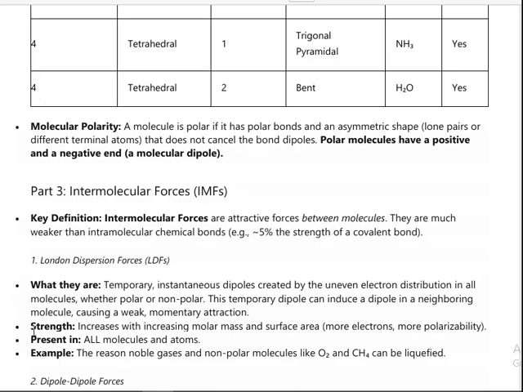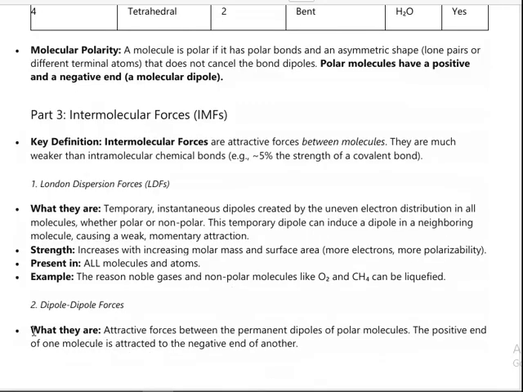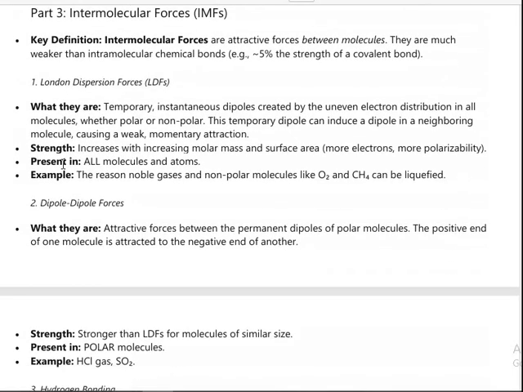Okay, now on to intermolecular forces. Intermolecular forces are attractive forces between molecules. They are much weaker than chemical bonds. Remember, I just talked about chemical bonds. Intermolecular forces are attractive forces between molecules, but they are much weaker than intramolecular chemical bonds.